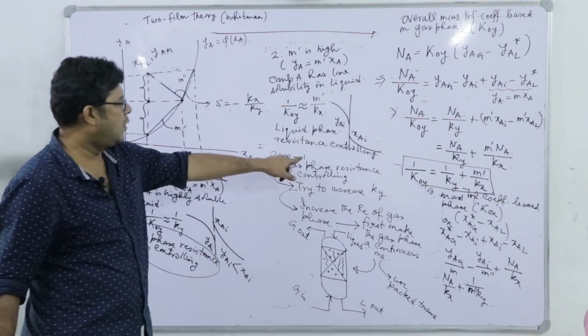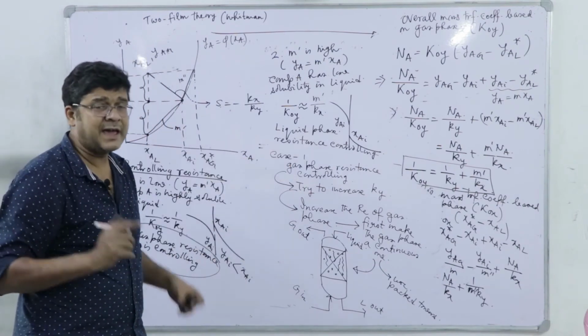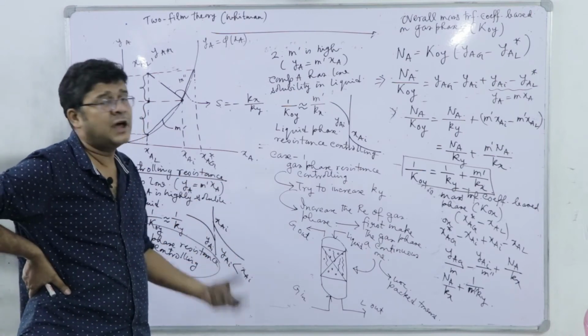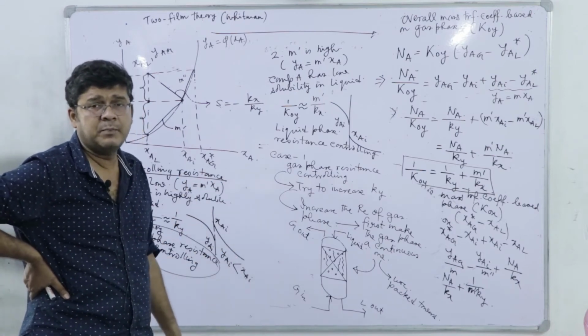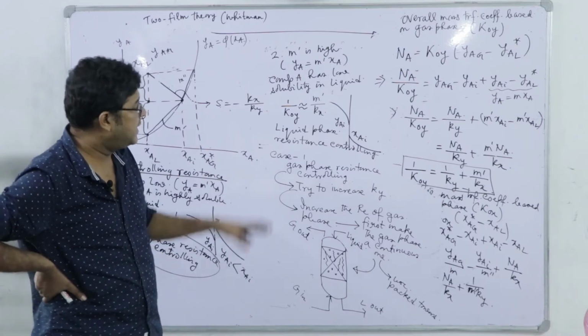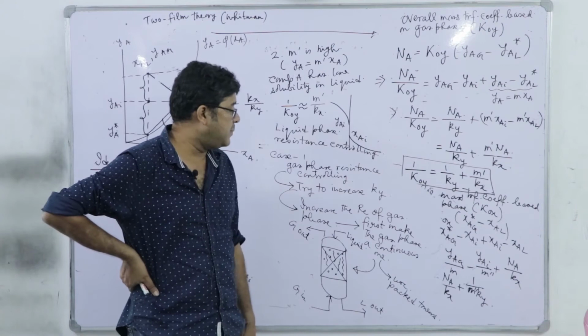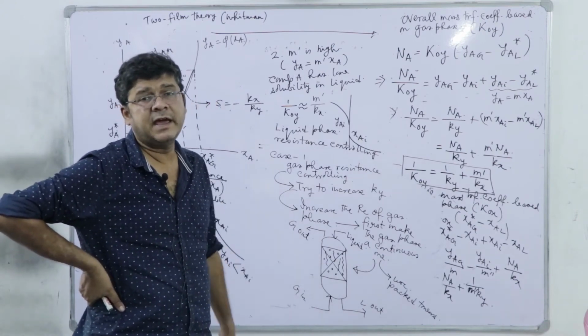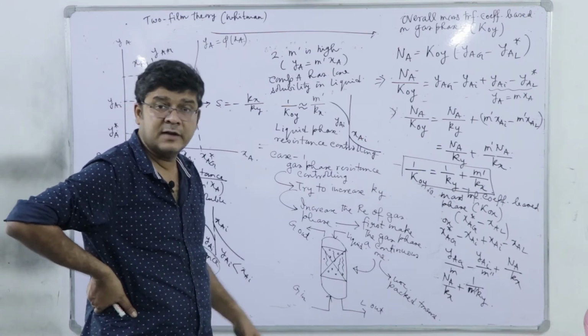Right. So this is why this is important: if I have a high solubility of a component which we want to transfer, that is a solute, in the liquid phase, that means the M prime is low, which alternatively indicates the gas phase resistance will be controlling.